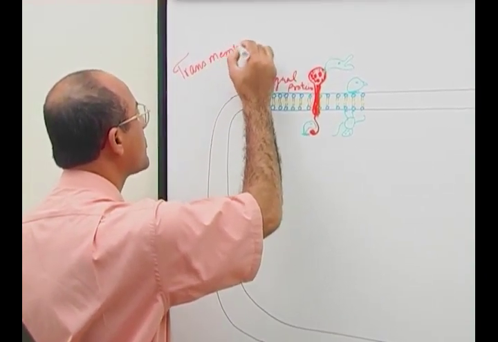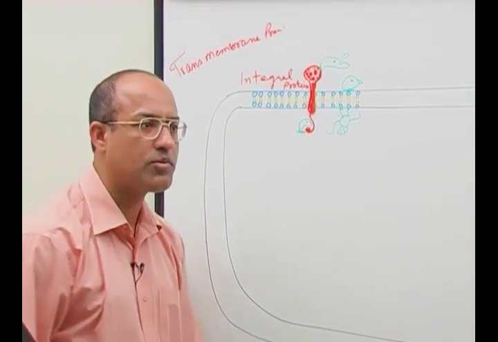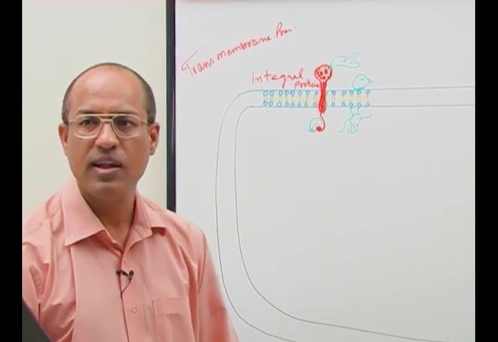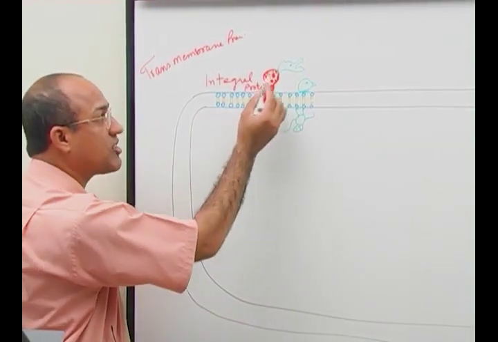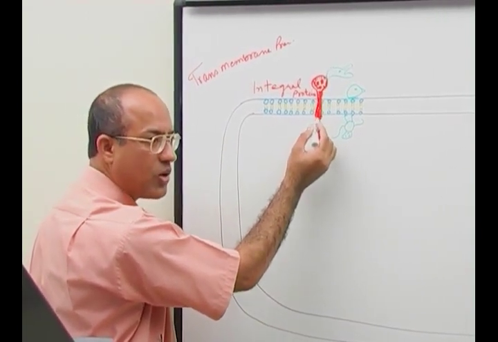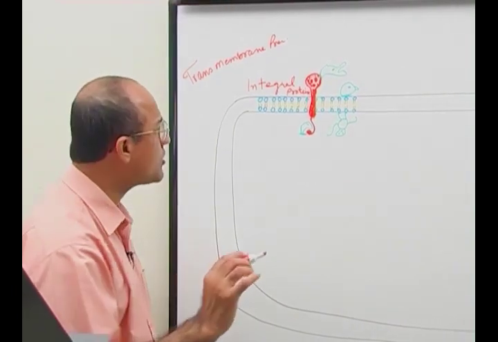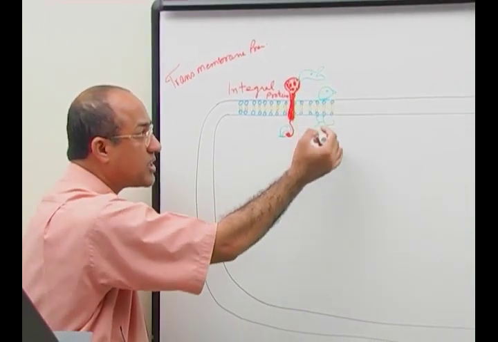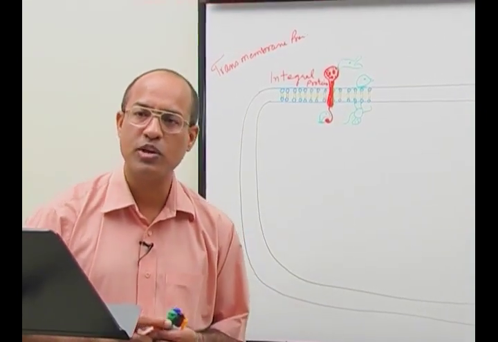Transmembrane proteins. So integral proteins, the transmembrane proteins, are those proteins which pass through and through the membrane, and they have an extracellular domain as well as an intracellular domain. Is that right? So naturally, what about these proteins? The green proteins, they are not passing through and through the membrane.